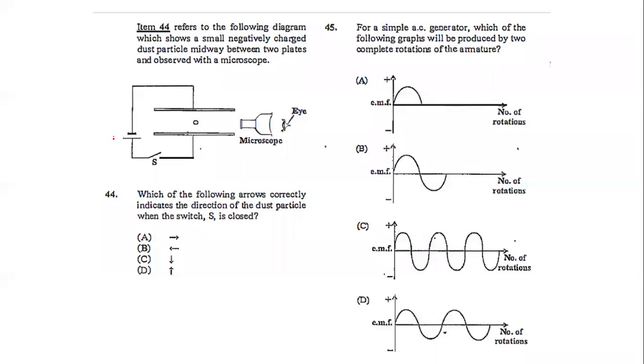So we know this is a positively charged terminal, this is a negatively charged terminal, or this is going to be negatively charged, this is going to be positively charged. The question tells us that we have a negatively charged dust particle, so this is negatively charged, and the law of attraction and repulsion will tell you that the negative is going to be attracted to the positive, so we're going to expect it to move downwards.